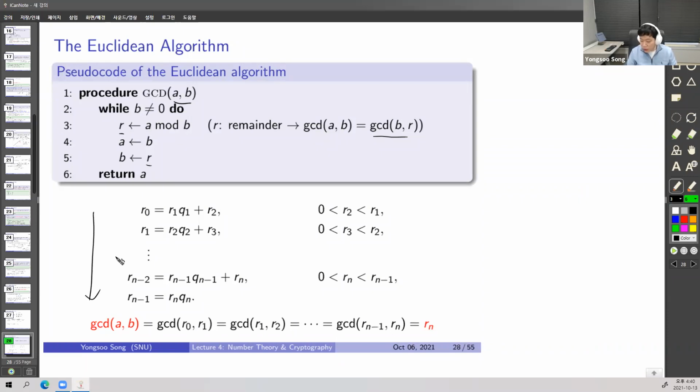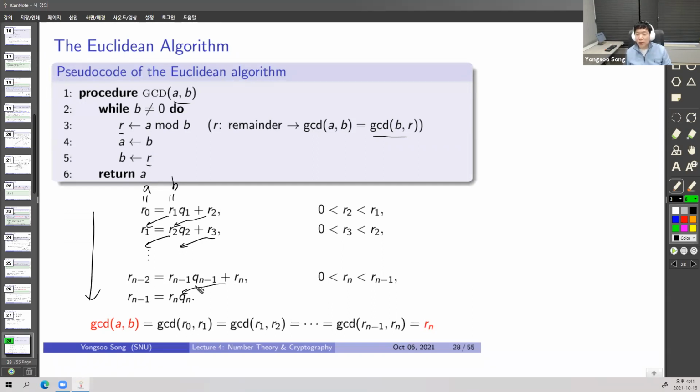This is just a sequential representation describing the process of the Euclidean algorithm. Here R0 is the initial A, and R1 is the initial B. A is divided by B and the remainder is R. And this B and R go to the positions of A and B. Perform another Euclidean division. We have another new remainder, and R2 and R3 go here, and we repeat until we have this equation with no remainder.